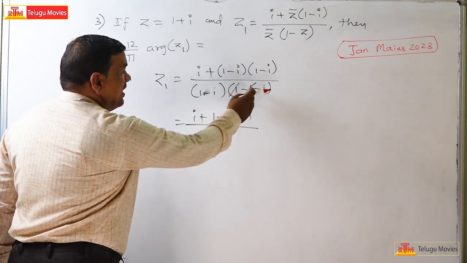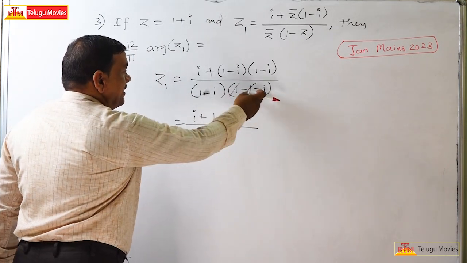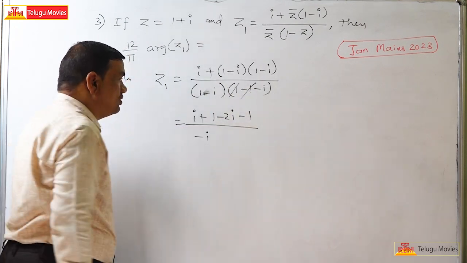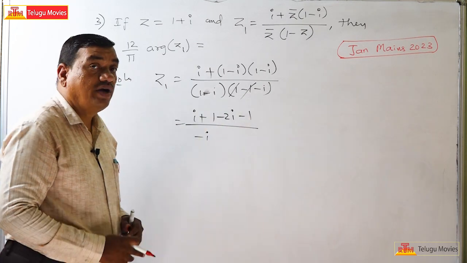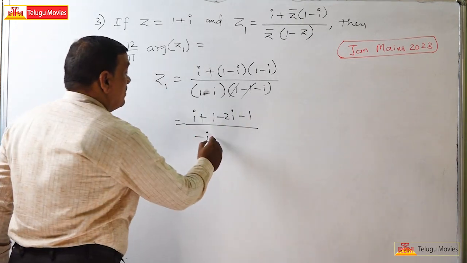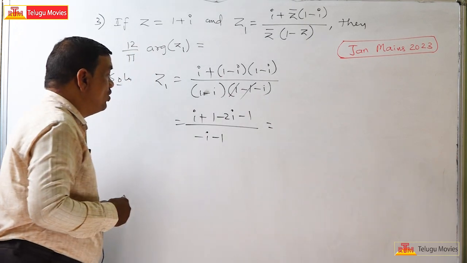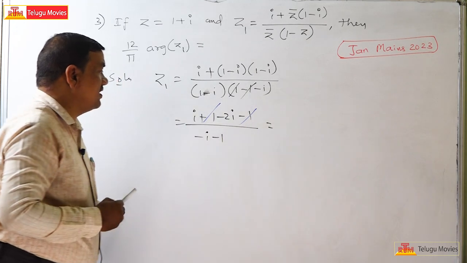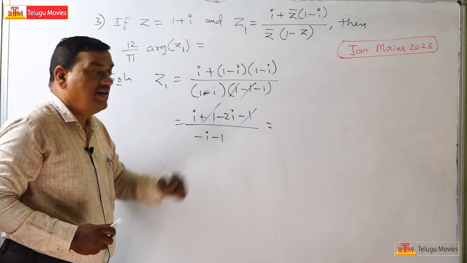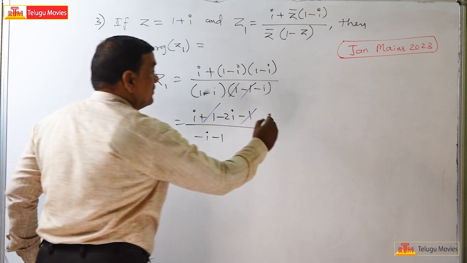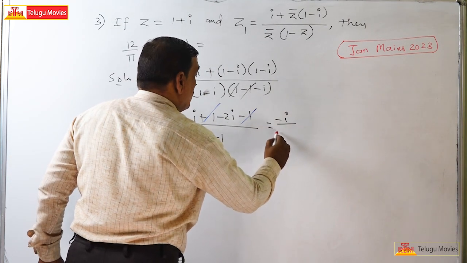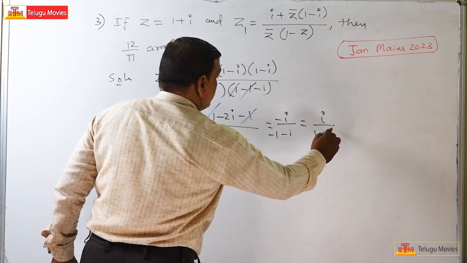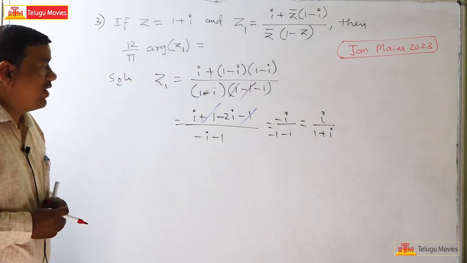So see here, 1 minus i into minus i, multiply here, minus i into 1 minus i, minus into minus plus i into i, i square means how much? Minus 1. Any more cancellations? Yes, plus 1 minus 1 cancel. i minus 2i, how much? Minus i. Minus i by minus 1 minus i. So multiply with minus 1 plus i, i by 1 plus i.